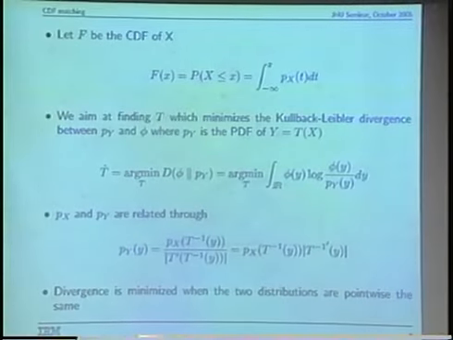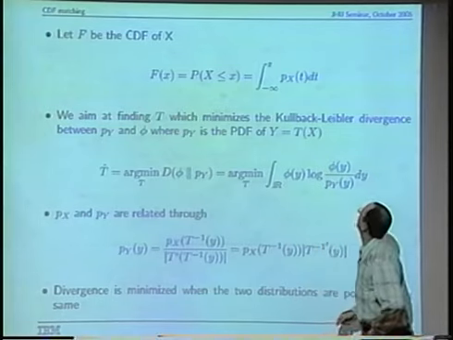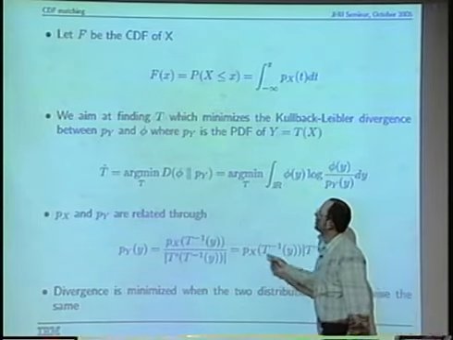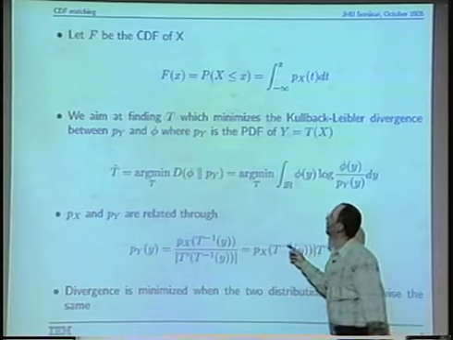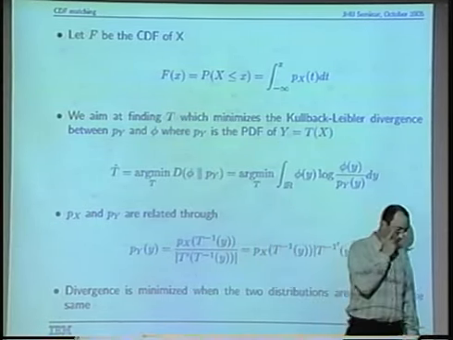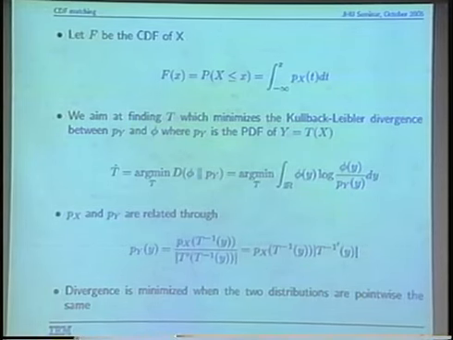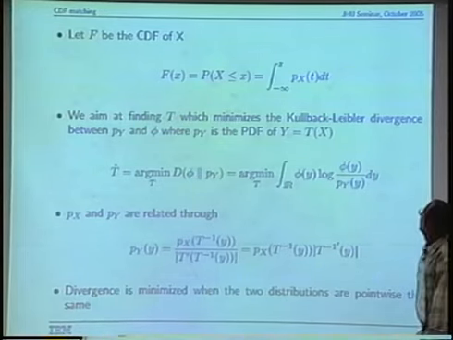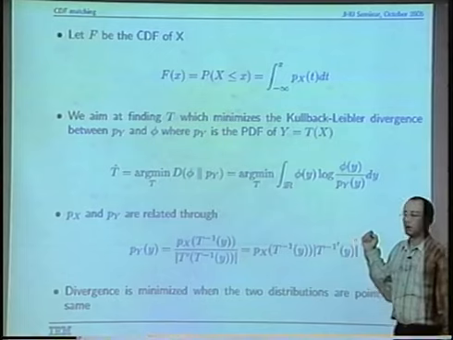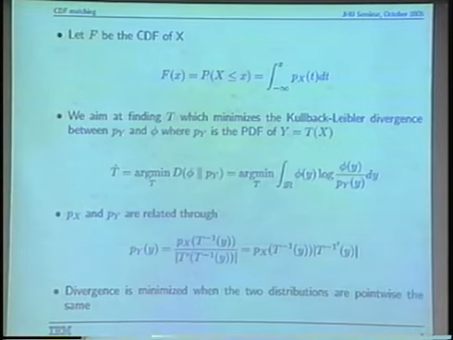Okay, so how do we do that? Again, let the cumulative density function of capital X be capital F, defined like before. And let's start, instead of giving you the direct result of this mapping, let's try to derive it. So then we ask the question, what is the transformation such that if I apply it to my random variable X, the divergence between the distribution of the transformed random variable Y and the CDF of a normal random variable is minimized? In particular, how do I find T such that this divergence is 0?